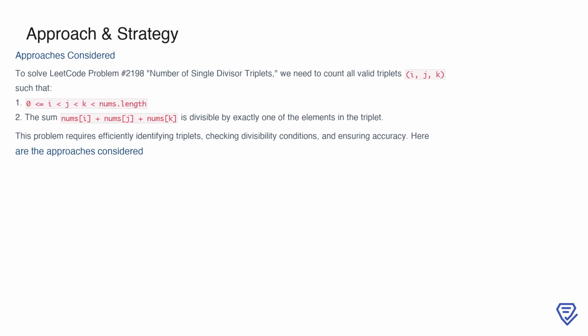To solve problem number 2198, Number of Single Divisor Triplets, we need to count all valid triplets i, j, k, such that the indices satisfy the condition 0 <= i < j < k < nums.length. Additionally, the sum of the three elements, nums[i] + nums[j] + nums[k], should be divisible by exactly one of the elements in the triplet. This means we need to carefully evaluate both the divisibility condition and ensure that only one of the three elements divides the sum. Since the problem involves identifying and validating triplets, we need an efficient strategy to minimize redundant checks while maintaining accuracy. Let's review the approaches that were considered to tackle this challenge effectively.